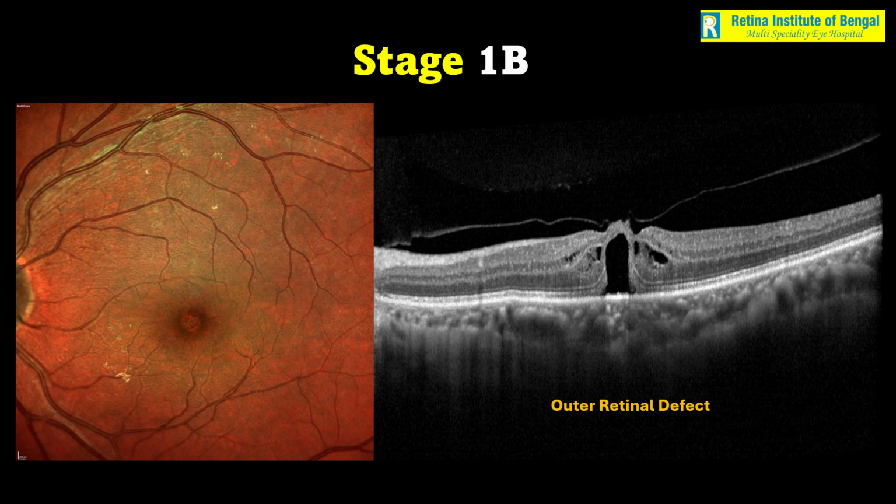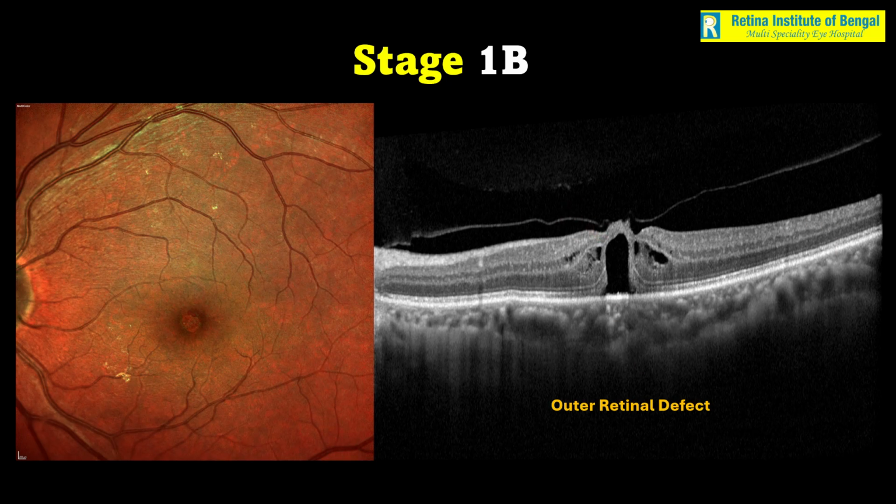If this traction persists, as you can see here, this vitreous is still attached to the fovea and it is still pulling, then there may be an outer retinal split. So here the retina has almost completely been torn apart at the retinal center, but you can see there is still some retinal tissue which is intact. So this is stage 1B macular hole.